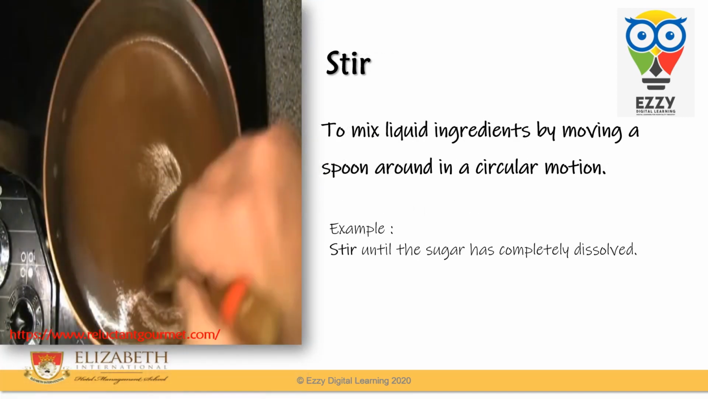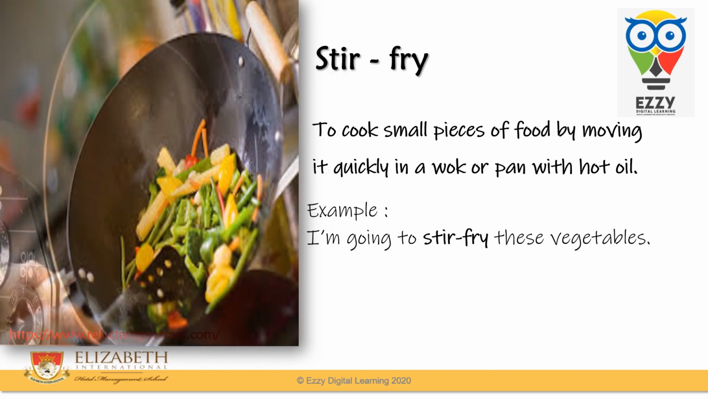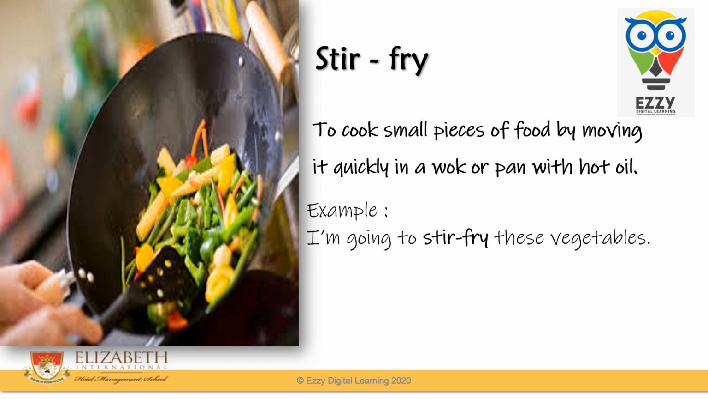Stir is to mix liquid ingredients by moving a spoon around in a circular motion. For the example, stir until the sugar has completely dissolved. Stir fry is to cook small pieces of food by moving it quickly in a wok or pan with hot oil. For the example, I'm going to stir fry this vegetable. Usually this term is used in Chinese cooking.